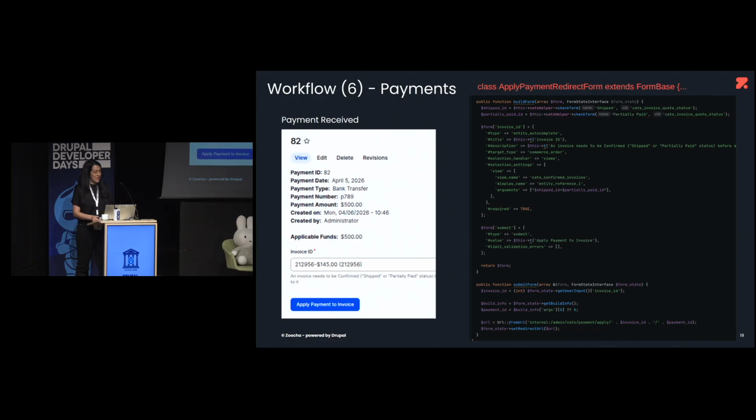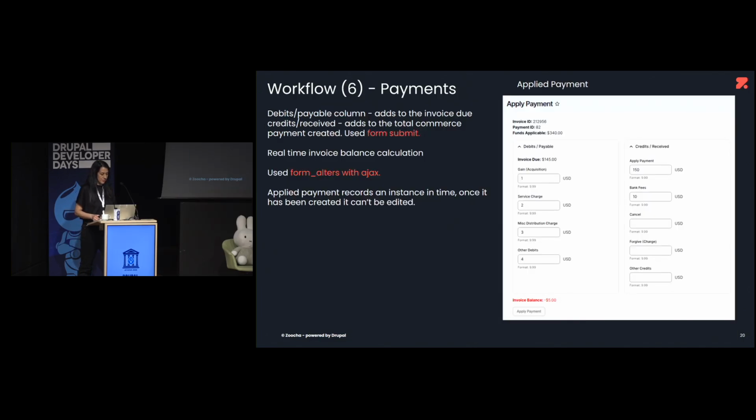So here we have the payment received page with all the payment details. I've created a form which has an invoice ID field, so one can search for any invoice that is in a shipped or partially paid status, and on submission of the form, it takes us to the applied payment page. And so this is why we have a dedicated entity for the applied payment.